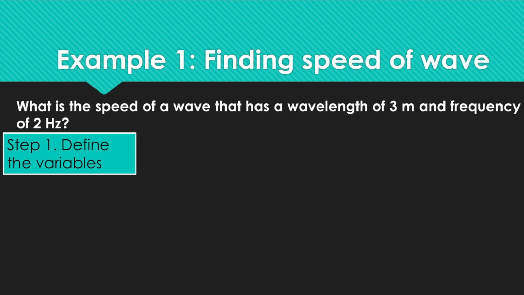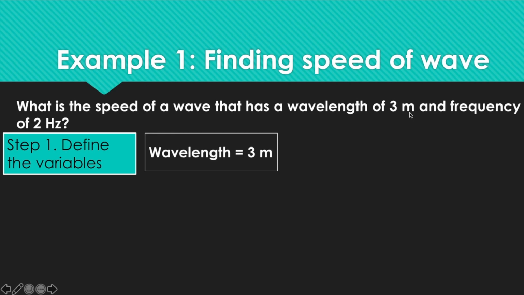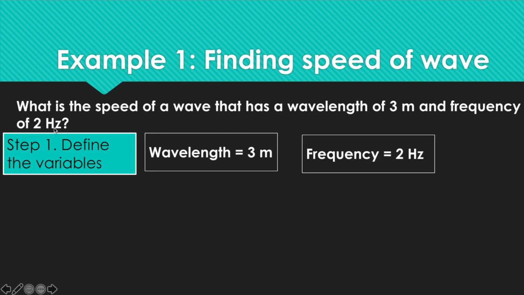So the first number we see is 3 meters. Since it's followed by m, meters, we know this stands for wavelength. So wavelength equals 3 m. The next number is 2 hertz. Hertz is a unit of frequency, so we know frequency equals 2. And then finally, we need to know what we're looking for. And the question asks you to find speed. So speed equals question mark.